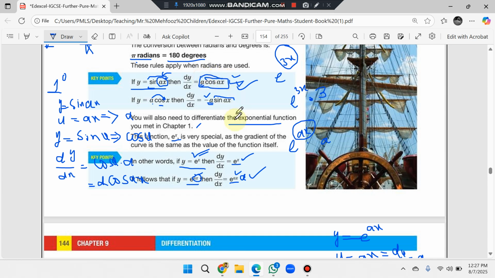Understand or not? Yes. Now you can understand the key points which we are using in this topic. Yes. Okay, good. Now we have to do the example.